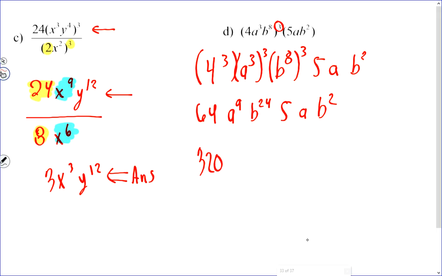I can take the a to the 9 times a to the 1, which is a to the 10. And I can take the b to the 24 times b squared and get b to the 26. And I'm just going to check my work here. 4 cubed is 64 times 5 is 20, carry 2, 320 is correct. I'm going to have a to the 9 times a, which is a to the 10. I'm just speaking out loud, talking to myself here. You should be kind of doing the same thing when you check. Well, maybe not talking to yourself, but reasoning it out. B to the 24 times b squared is b to the 26, so this is the correct answer.